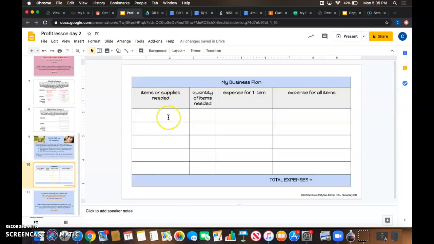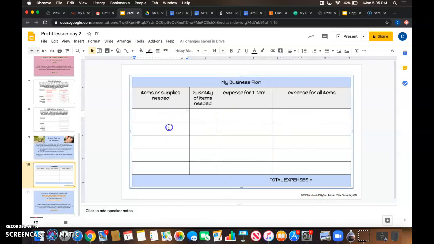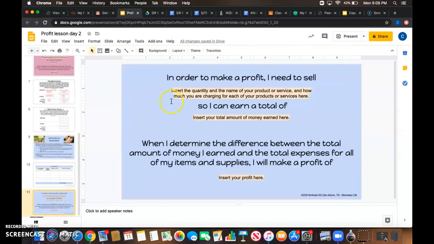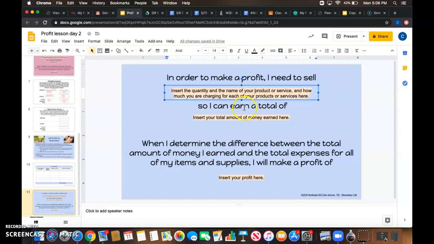So then you'll fill in your supplies here, the quantity of each, and the expense, and then you're going to put your total expenses. And for this one, you just click and you'll be able to type right on each line in the slide. And then the last part of that is, in order to make a profit, I need to sell. So you're going to put the quantity and the name of your product or service and how much you're charging for each of your products or services. You're going to put that here in this section.